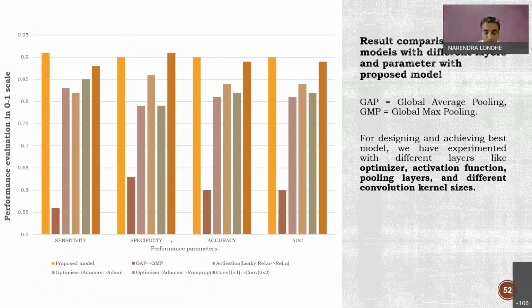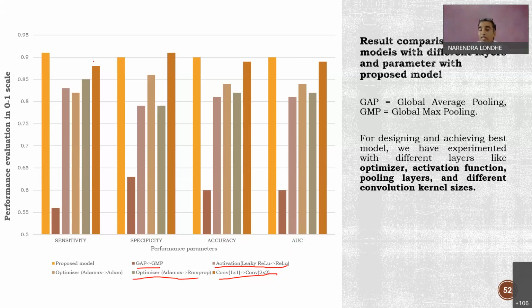We have also done experimentation by changing the different blocks in our fully convolutional network. We changed the convolution filter size from 1:1 to 2:2. We also changed the activation function: we used Leaky ReLU instead of ReLU. We had used max pooling, and we tried global average pooling instead. We also changed the optimizer, trying RMSprop instead of Adam. We experimented with all these things and checked the performance of our network.